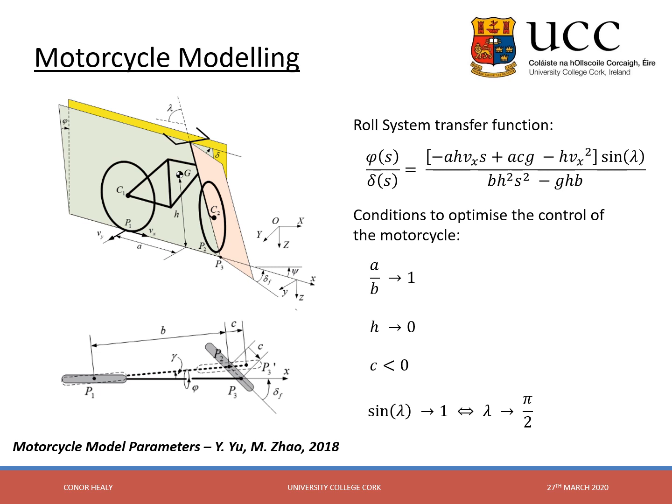Looking at this transfer function, it is possible to optimize the design of the motorcycle to make it more controllable. Ways of doing this include having the center of gravity as far forward and low down as possible, having a negative trail length as discussed previously, and having the head tube angle as close to 90 degrees as possible.